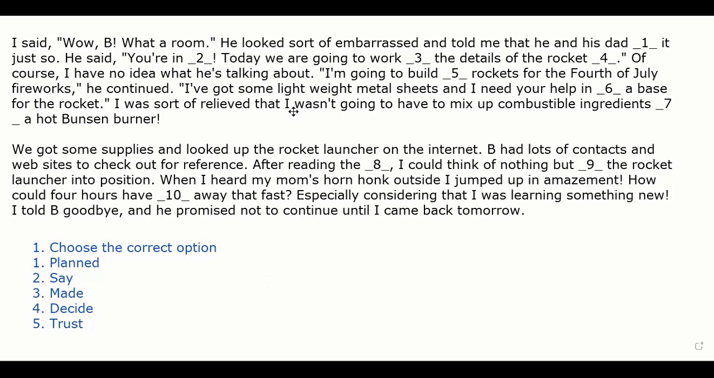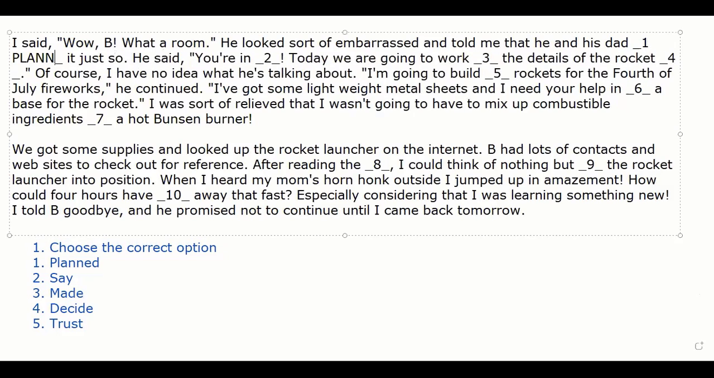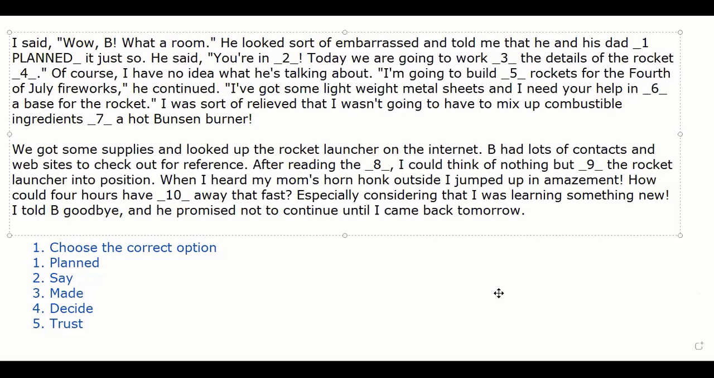So, guys, there's no point. The sentence is past. Guys, I told you, tense. He looked sort of embarrassed and told me. Which tense is it? Told me. Past tense. Simple past. He looked. Looked is what? Past. It has to be either planned or made, because say, trust, and decide are present. It can be only one of these two. Sorry, one of planned or made. Both are past. So which one is more appropriate? Told me that he and his dad planned it just so. So guys, tense is very important. Got it, everybody? The reason is tense. It has to be past. So planned. Thank you.